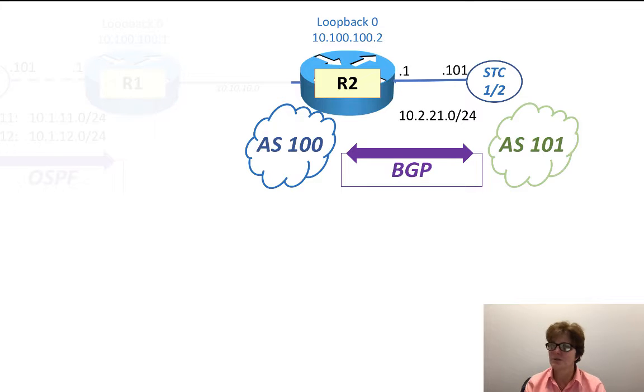I could have also done iBGP, and you can also do multiple iBGP peers. And while we're doing this with IPv4, it could have been VPNv4, could have been IPv6, etc. But this is just a default as to how to do this.